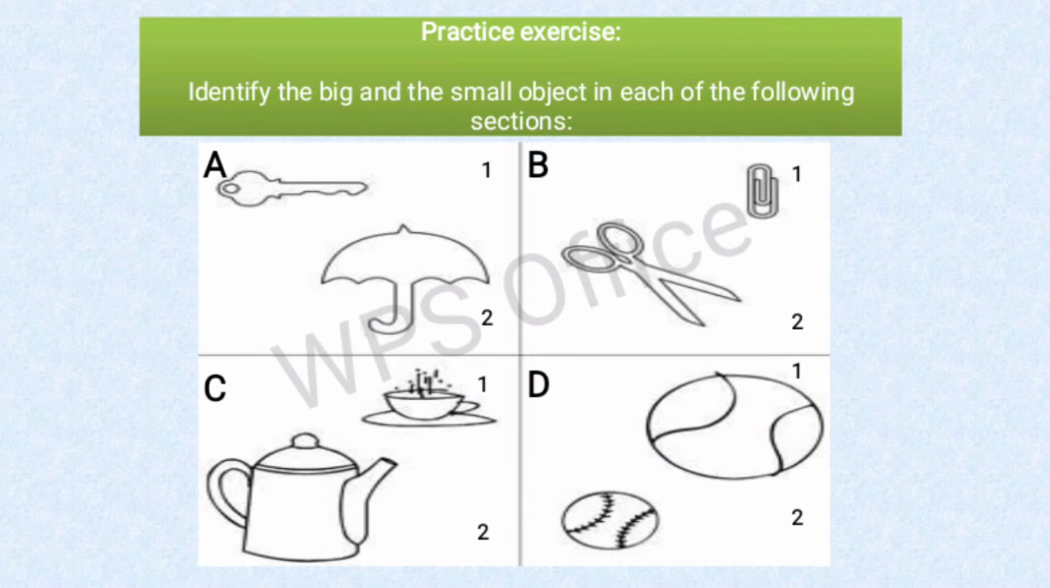In picture B, can you all tell if figure 1 is small or figure 2 is small? Yes, figure 1 is small while figure 2 is big. Can you all identify if a kettle is big or a cup and plate is big? Yes, a kettle is big while the cup and plate figure is small. In picture D, is figure 1 small or figure 2 small? Yes, figure 2 is small while figure 1 is big.